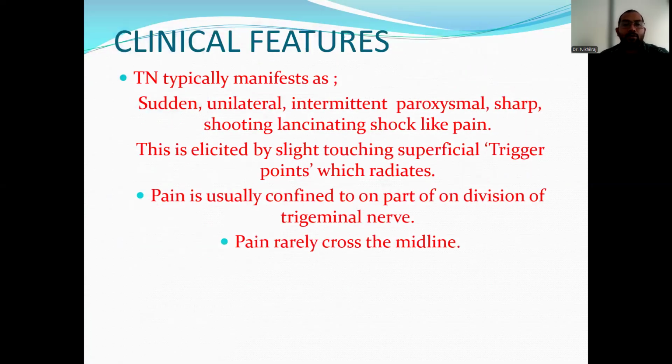Clinical features. Trigeminal neuralgia typically manifests as sudden, unilateral, intermittent, paroxysmal, sharp, shooting, lancinating, shock-like pain. This is elicited by slight touching of superficial trigger points, from which the pain radiates. Pain is usually confined to part of the division of the trigeminal nerve. Pain rarely crosses the midline.